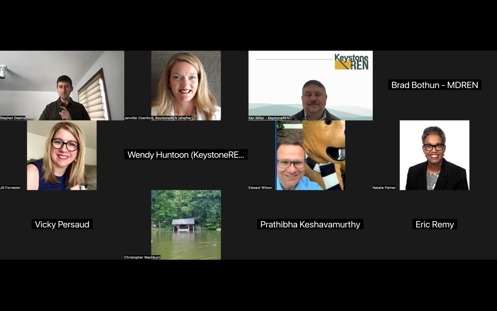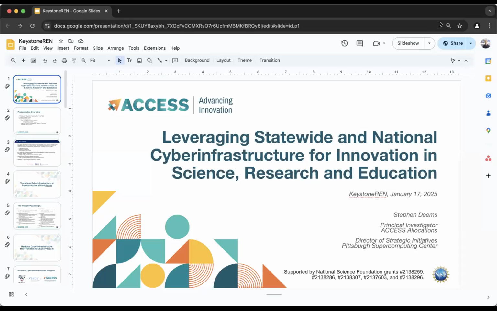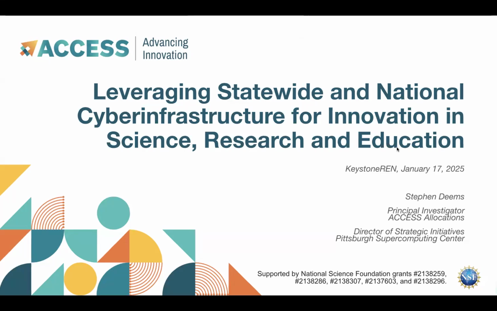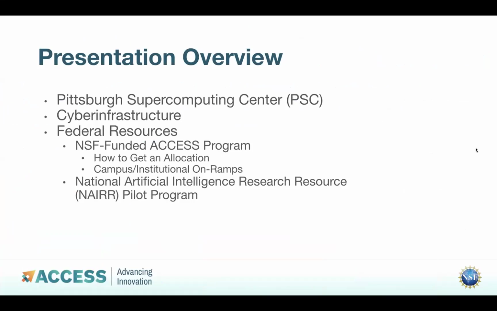I'm going to drop my slides in the chat in case anybody wants to skip ahead, maybe you've seen some of this before and know some of the content. But I am going to talk about three different levels. I'll talk about what's very local at PSC and some of our initiatives happening across the state. But I think the majority of my talk is going to be about what's available at the federal level for any US-based investigator. So that was my quick highlight. We will talk about the ACCESS program along with another federal pilot called the National Artificial Intelligence Research Resource Pilot Program.